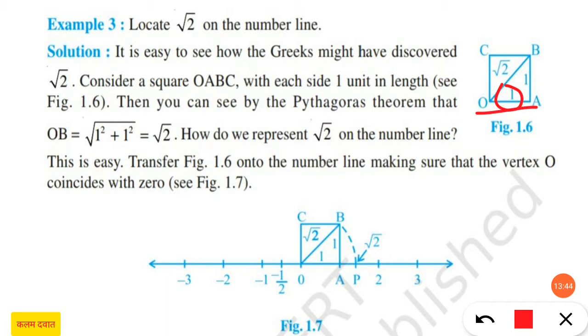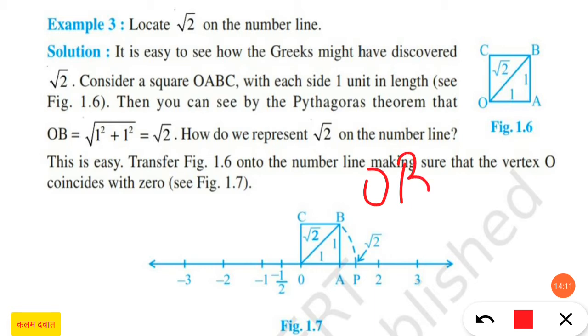So OA is 1 and AB is also 1, because this is a square, and OB is the hypotenuse. If we see only this triangle, see, this is a triangle which is right angled at A. So this triangle's base and altitude is 1. So if we want to find the hypotenuse, we can easily find it.